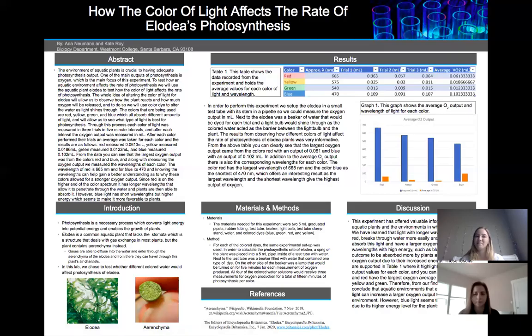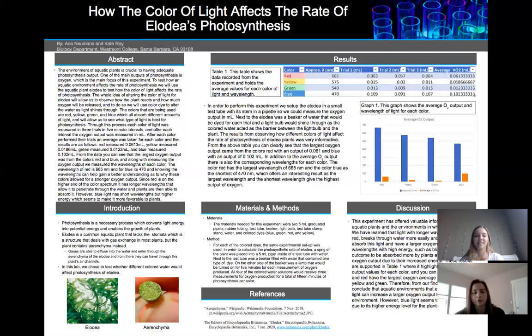We did each color, with 3 trials for each color, in order to calculate the photosynthetic rate of Elodea. On the other side of the beaker was a lamp or light bulb that would be turned on for 5 minutes for each measurement of oxygen produced. All 4 of the colored water solutions would receive 3 measurements for oxygen production, for a total of 15 minutes of photosynthesis per color.